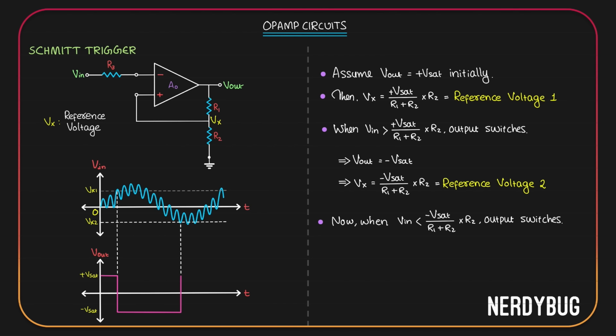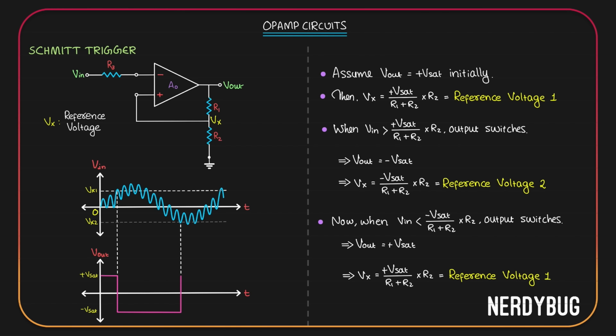So when input became lesser than negative Vsat by R1 plus R2 multiplied by R2, which is Vx2, output switches again. That means now the output is positive saturation voltage. And that means Vx becomes positive saturation voltage divided by R1 plus R2 multiplied by R2, which is our first reference voltage. When output switches, reference voltage also switches. Again, Vx1 becomes our reference voltage.